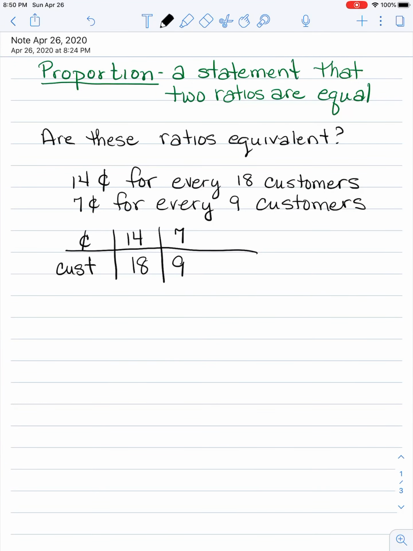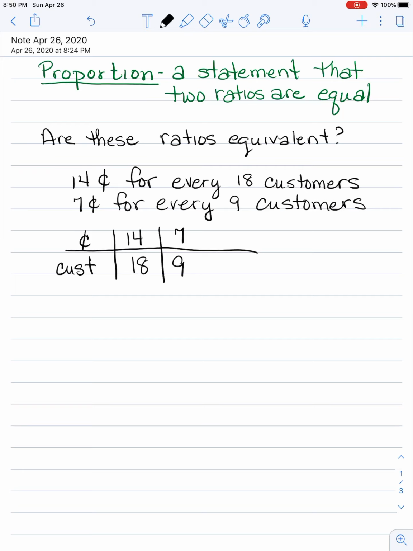Today we're going to look at something that we're quite familiar with, but we're going to use a little bit different vocabulary to describe it. Today we're going to talk about proportions. A proportion is just a statement that two ratios or rates are equal or equivalent.